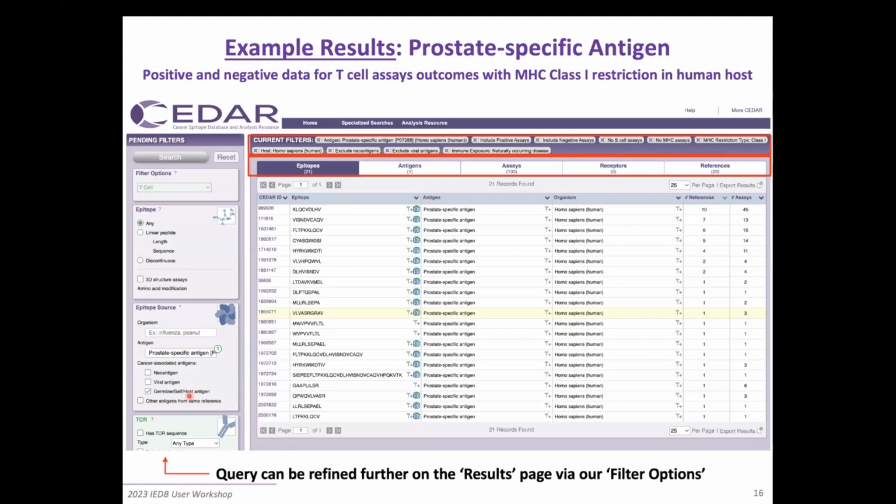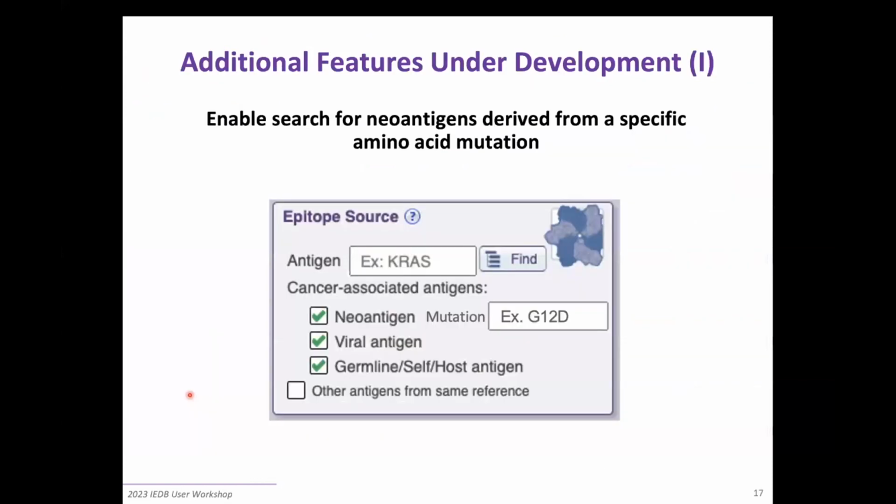So CEDAR, as you can see, is completely functional right now. But we are also working on adding additional features that will be helpful for cancer researchers. Again, these features are mostly related to neoantigens, because neoantigens are very specific for cancer, and we did not have anything like that in the IEDB, so we have to do a lot of changes to accommodate them in CEDAR.